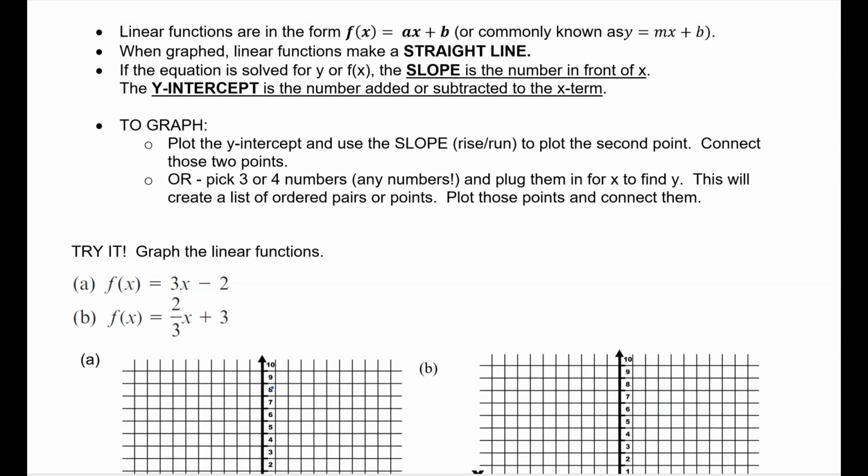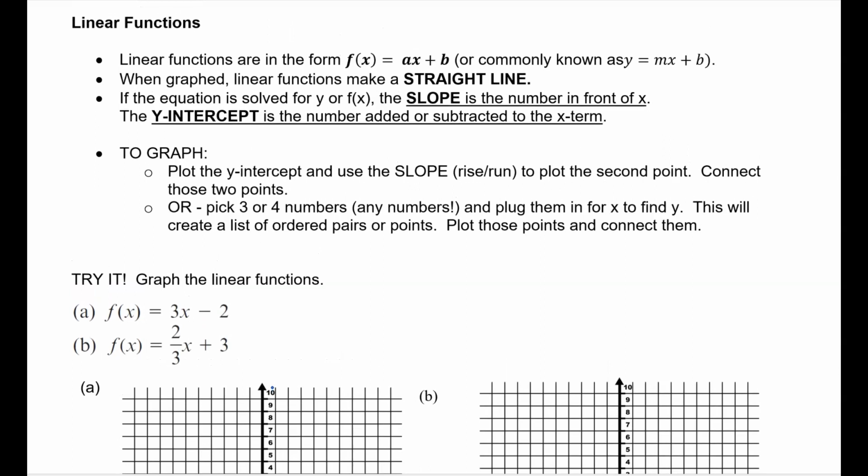Okay, so this next part, we're going to talk about linear functions. And linear functions are basically just straight lines. It shows that in these bullets over here. They're usually in the form y equals ax plus b, or you can think of it as mx plus b. If you've taken an algebra class before, you probably learned about slope-intercept form, which is what this equation is written in. It doesn't have to be written in that form, but it's most commonly written in that form. When you graph linear equations, they make a straight line.